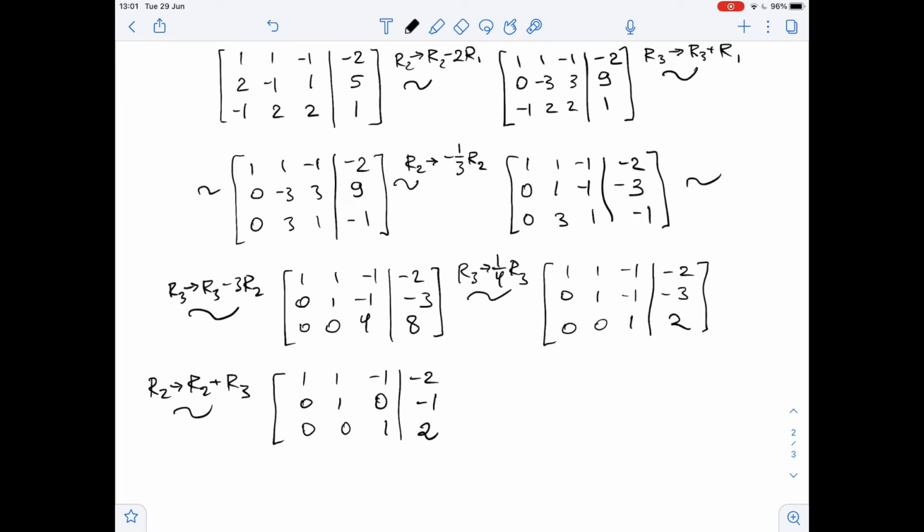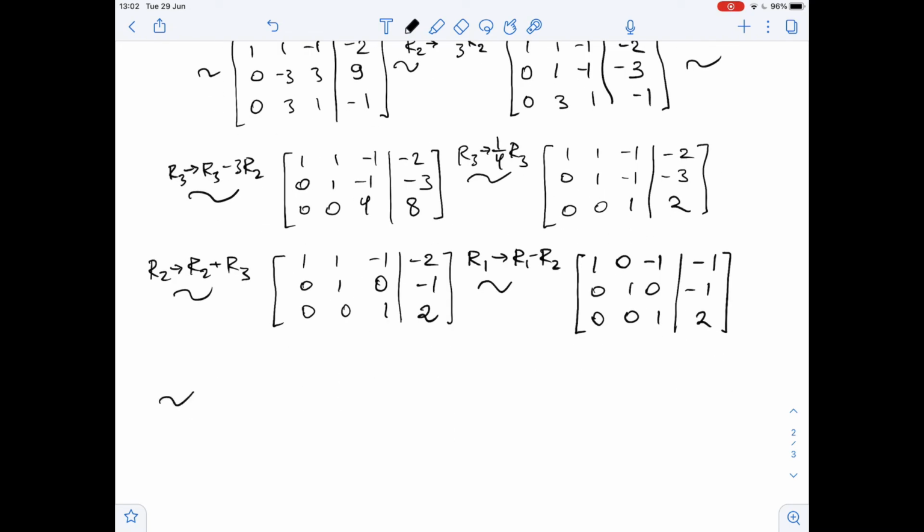Our next step is we subtract row 2 from row 1. So row 1 becomes row 1 minus row 2. And we get 1, 0, negative 1, negative 1, 0, 1, 0, negative 1, 0, 0, 1, 2.